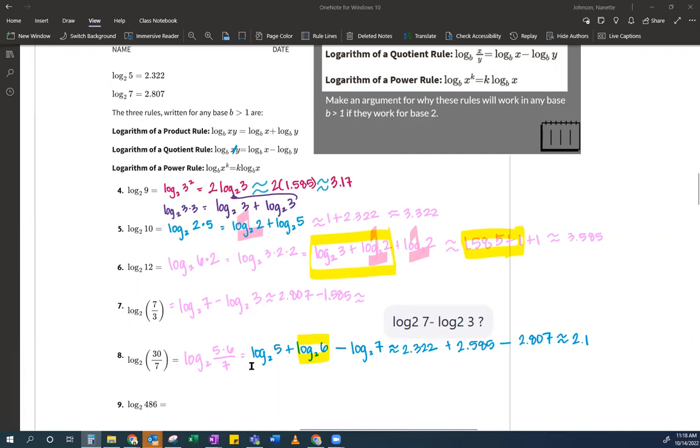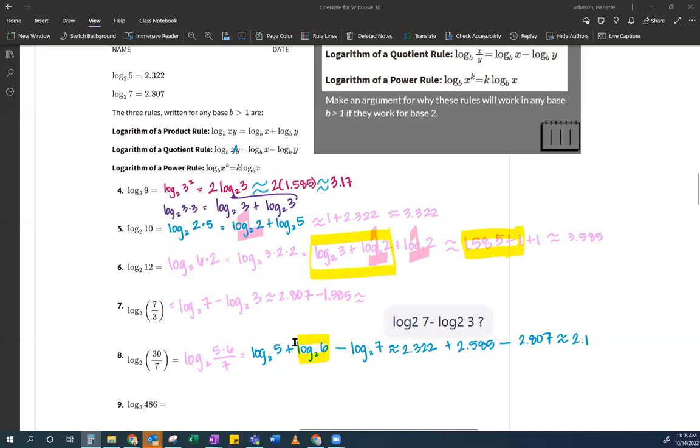Yeah, that's right. I did the same thing. Here's my 5 times 6. So here's my rule being applied. That's the product rule right there. So you have log base 2 of 5 times 6 divided by 7. So you just stretched this part out. It has 5 times 6 here. As long as you can argue what these two things are doing, I'm fine with that.